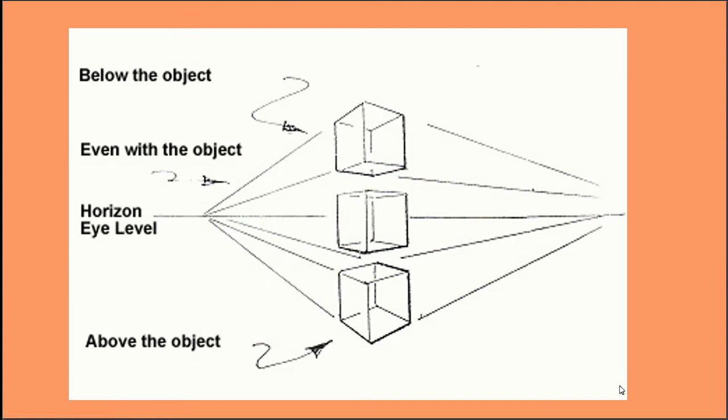So an object that's above your eye level, you'll see the bottom of it. An object that's on your eye level, you won't necessarily see the top or the bottom. And then if it's below your eye level, then you're actually standing above the object looking down on it, and therefore you see the actual top of whatever that object is.